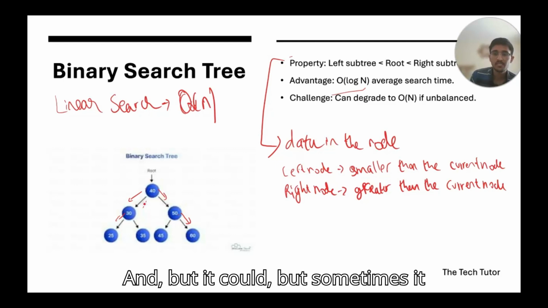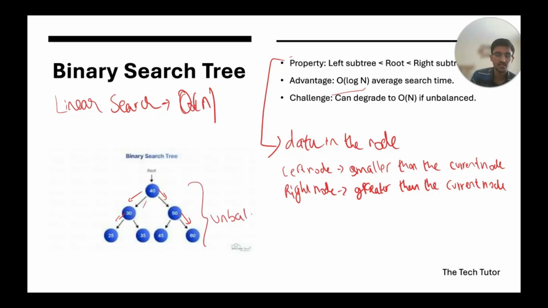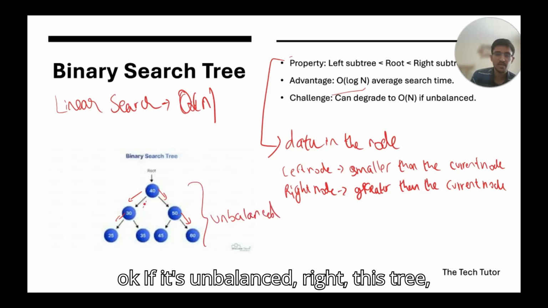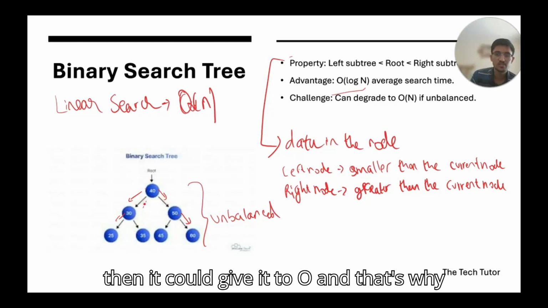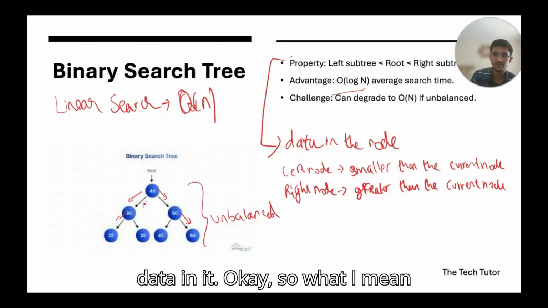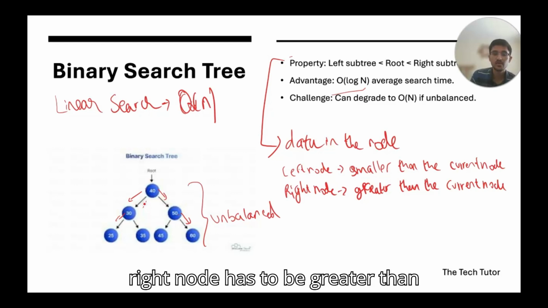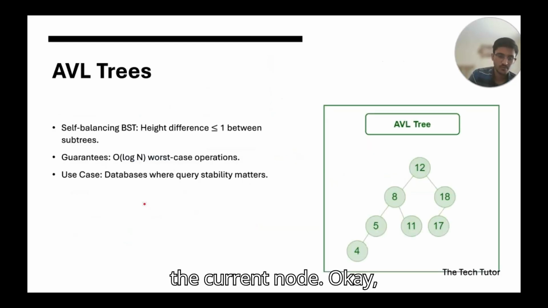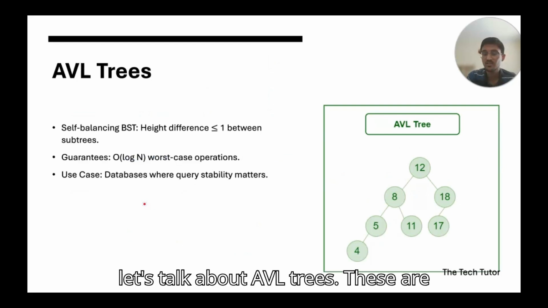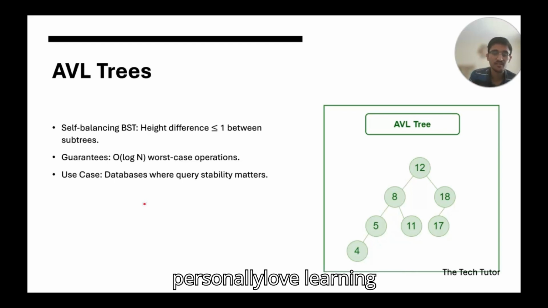Sometimes it could degrade to O of n if the tree is unbalanced. That's why we want to make sure our binary search tree is balanced when we're putting data in it. When I mean balanced, the left node has to be lesser than the current node, and the right node has to be greater than the current node. Now let's talk about AVL trees. These are also really interesting trees that I personally love learning about.